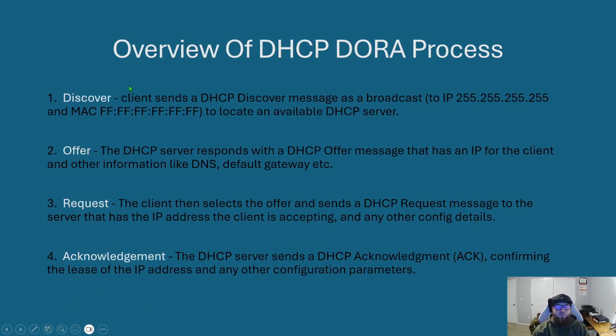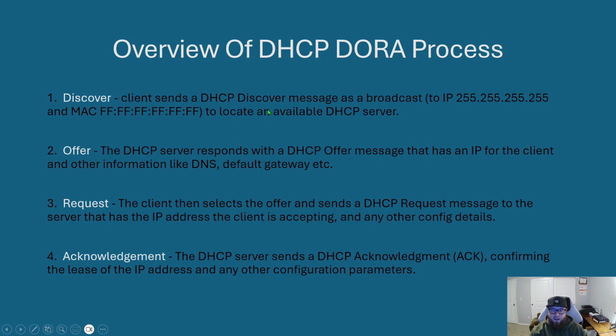And this is just an overview of the DHCP DORA process, which is Discover, Offer, Request, and Acknowledgement. Essentially, just a quick recap of how DHCP works so we can get a better understanding. When a client connects to a network, if it doesn't have a static IP set, it's going to send a Discover message, and it's going to say, is there a DHCP server on this network?